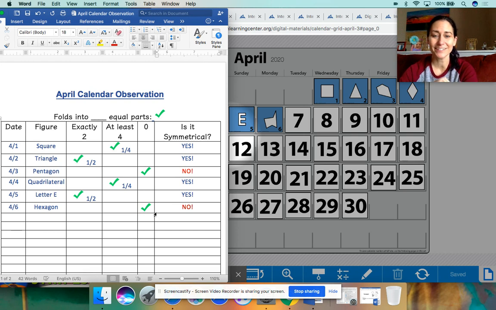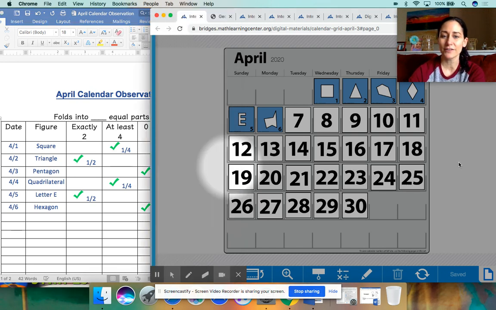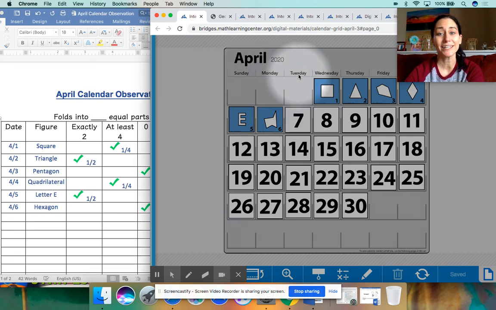I hope so, because tomorrow I'm going to actually reveal tomorrow's shape, and you can try to predict which column we're going to be putting the check mark in and if it's symmetrical or not, because we can now start to see the type of pattern that we have on our calendar observation grid. So let's go back over here. I'm going to reveal the 7th for you. So tomorrow will be Tuesday, April the 7th, 2020.